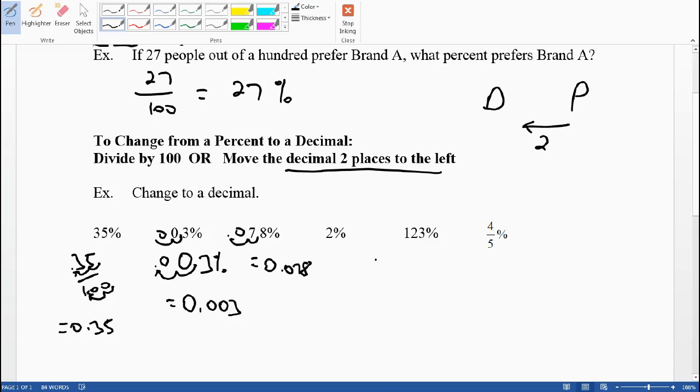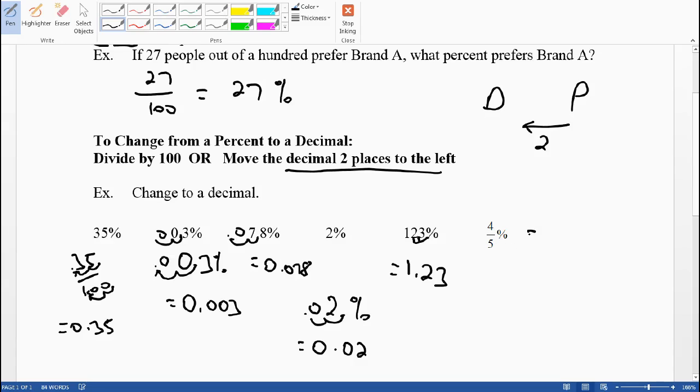And there's 2%. I'm going to write it down. Everything's getting jumbled up. 2%. There's a decimal on the end of the 2 in front of the percent sign. Take that and you move it 2 places to the left, throwing a 0. 0.02. 123%. There's a decimal there. Move it 2 places to the left and you get 1.23. That should not surprise you because it's more than 100%, so our answer should be more than 1.